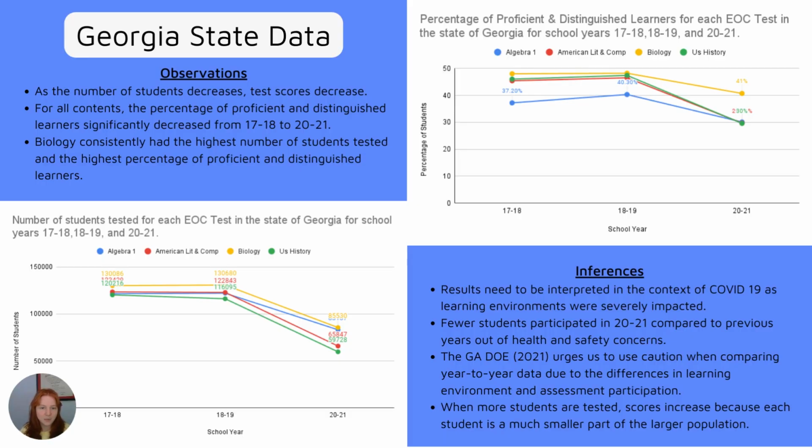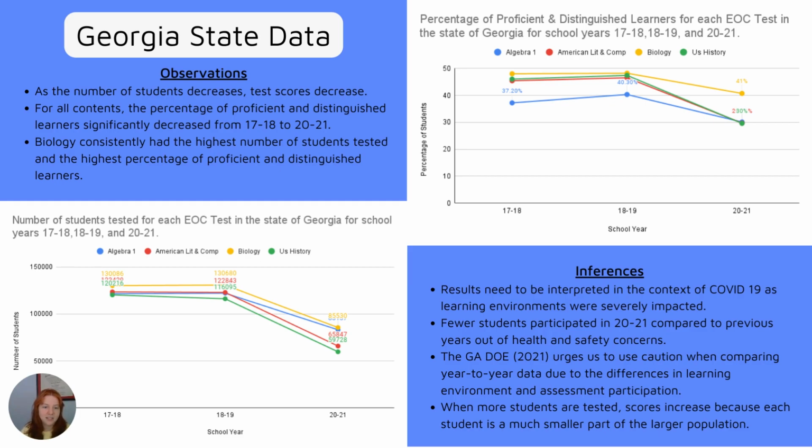As a state, we have two graphs here. The one on the bottom left is communicating the number of students tested in the state of Georgia, and the one on the top right is the percentage of proficient and distinguished learners for each test. When looking at this data, we make a few observations.